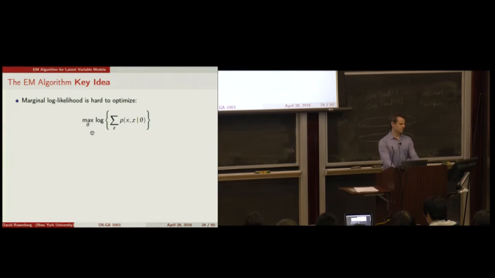We want to find this marginal log likelihood. So this is the likelihood of x, right? Because we're summing out over z. That gives us the p of x, and this is for a single element.